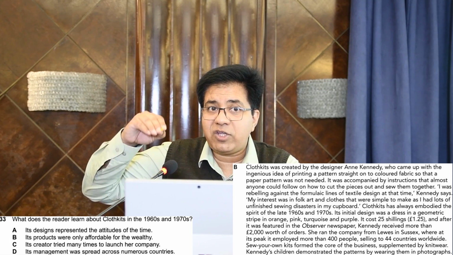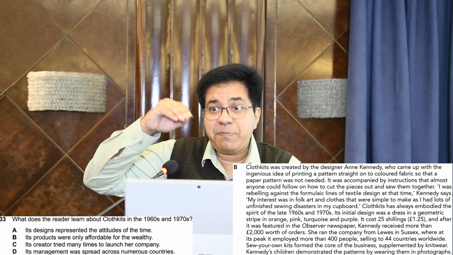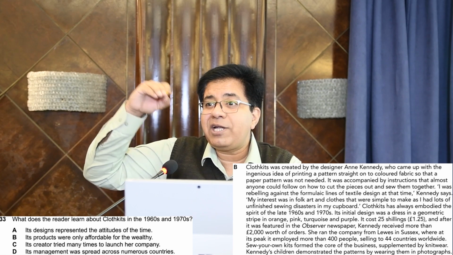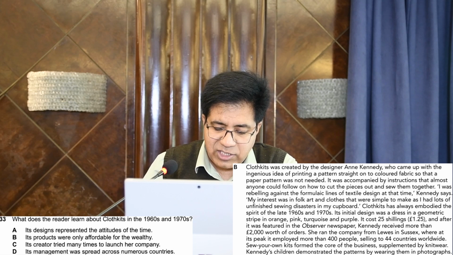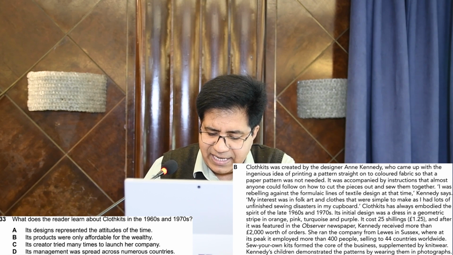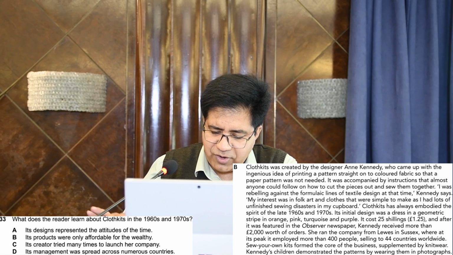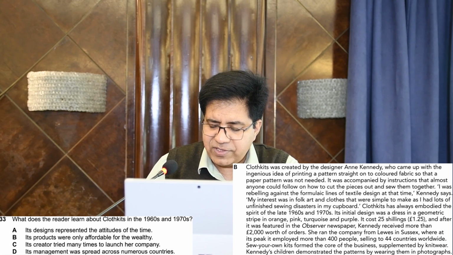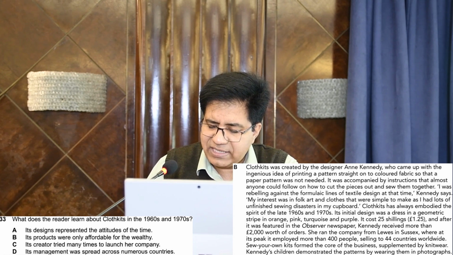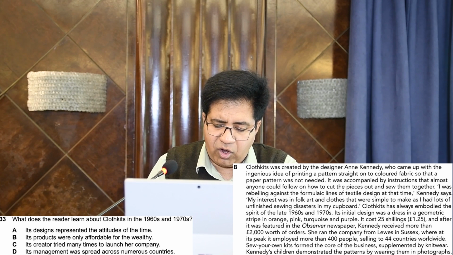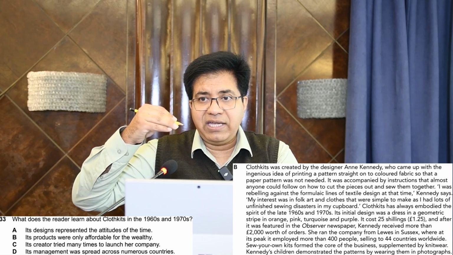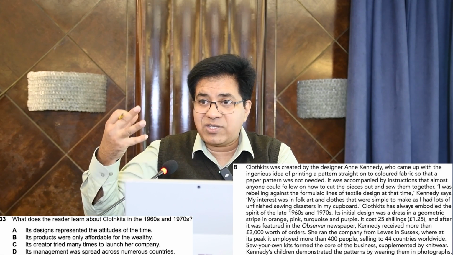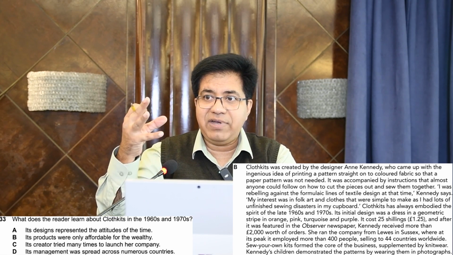Spirits of the time. Okay, when we say spirits of, for example, if I say spirit of 19th century, it means how 19th century was, right? Spirits of the late 1960s and 1970s. Its initial design was a dress in geometric pattern and all that. Just focus on this. Clothkits has always embodied the spirit of late 1960s and 1970s. Spirit of 1960s and 70s means it depicts 1960s and 1970s, right?